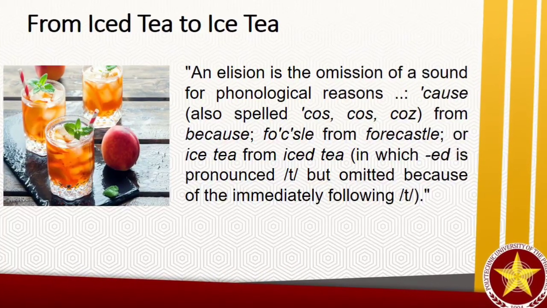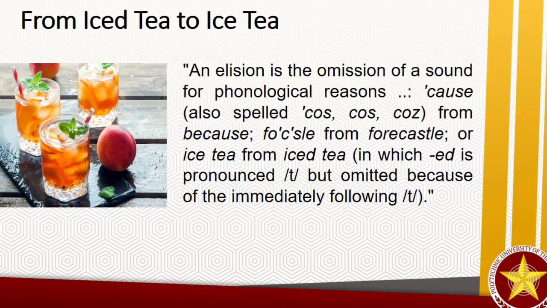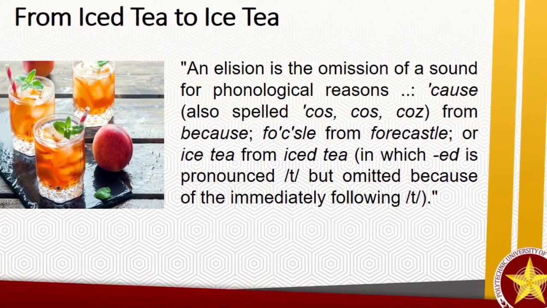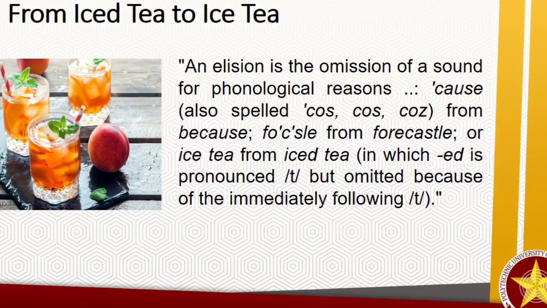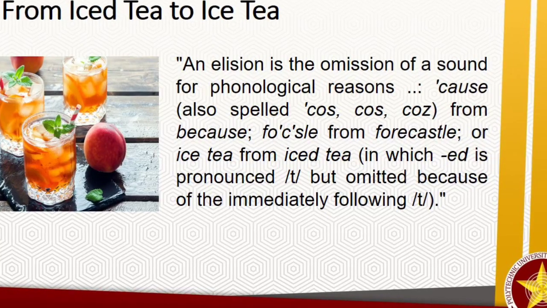Examples include "'cause," also spelled "cos," from "because"; "fo'c'sle" from "forecastle"; or "ice tea" from "iced tea," in which the E and D is pronounced T but omitted because of the immediately following T.